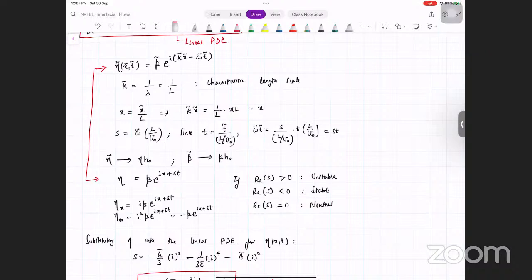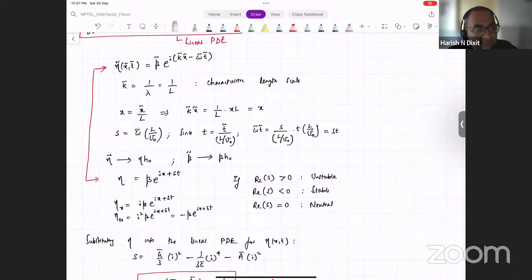Yes, that is okay. Then what I am essentially doing is simply rescaling the horizontal length in terms of the wavelength, and the vertical length in terms of the thickness h naught. So eta tilde is like eta times h naught, and k times x bar will give me x.